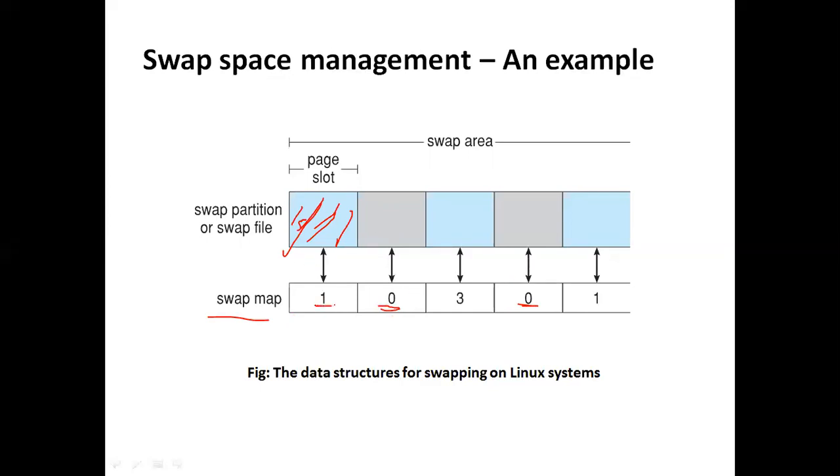Now we have numbers like 1 and 1 here. These two represent that these two pages are associated with one process. We have a 3 here. This value 3 indicates that the swapped page, that is the page that is present here, is mapped or associated with 3 different processes.